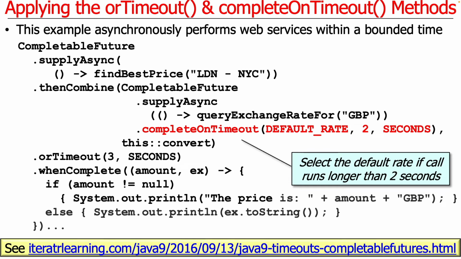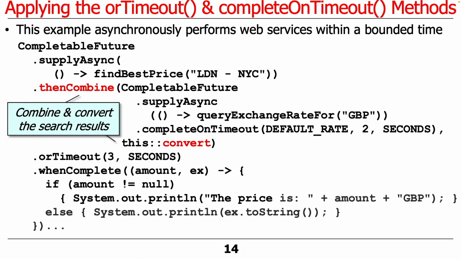And no matter what happens, we're going to use the convert method, which we'll talk about in a second, to take the result that comes back from finding the best price and the result that comes back from finding the exchange rate, and do a conversion by multiplying the price by the exchange rate. So that's the thenCombine. Remember, that's the CompletionStage method that triggers an action, in this case the convert method, when 2 previous stages complete.